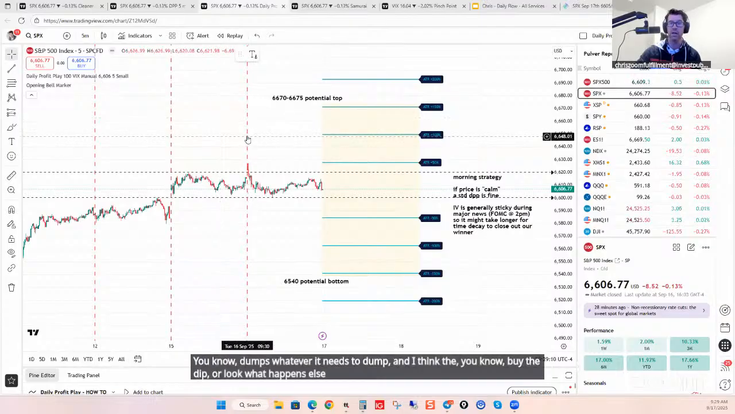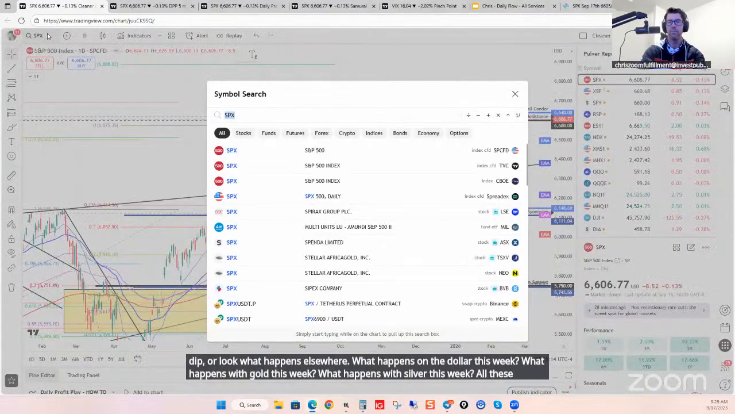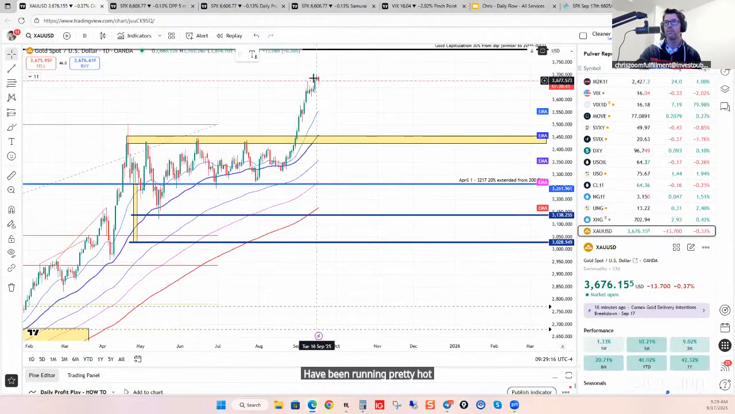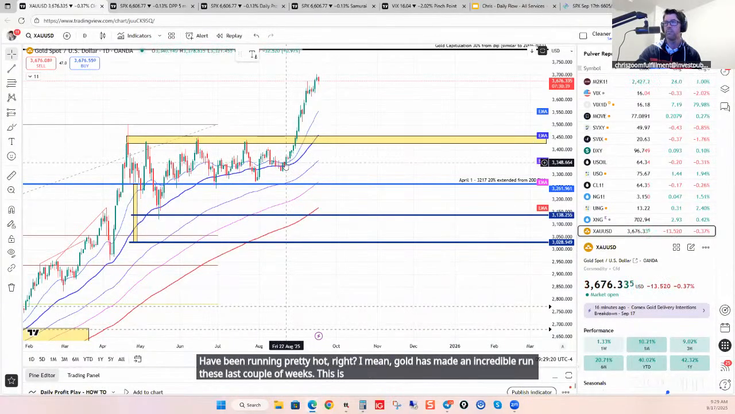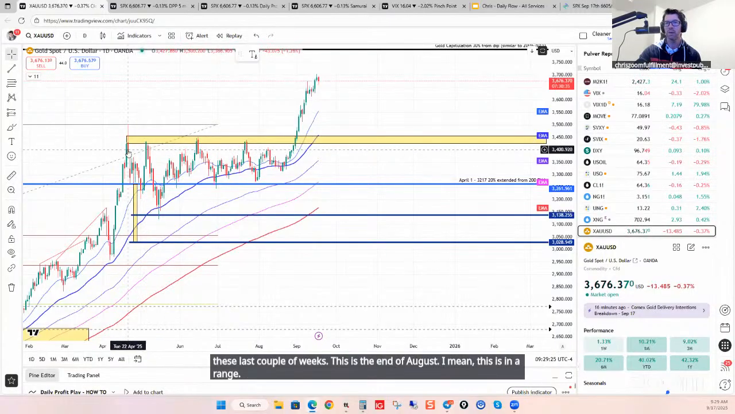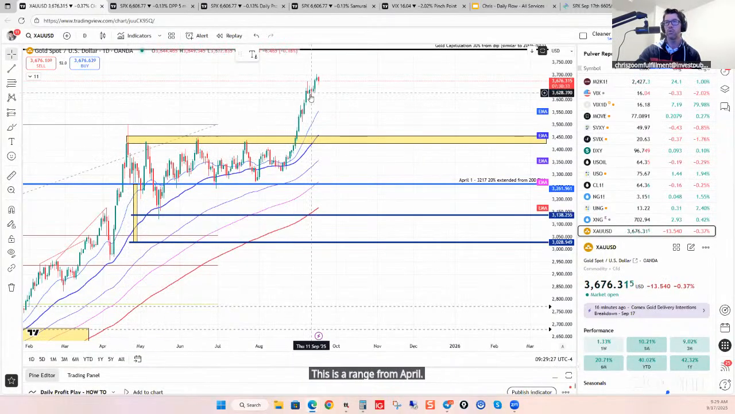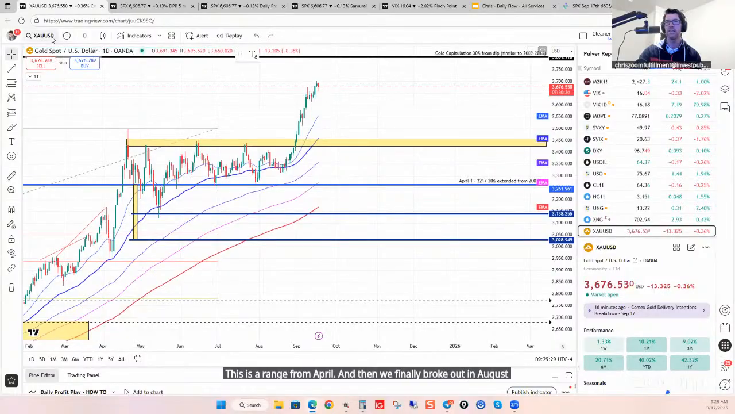Or look what happens elsewhere. What happens on the dollar this week? What happens with gold this week? What happens with silver this week? All these assets have been running pretty hot, right? I mean, gold has made an incredible run these last couple of weeks. This is the end of August. This is a range from April, and then we finally broke out in August. So we're at all-time highs again on gold.